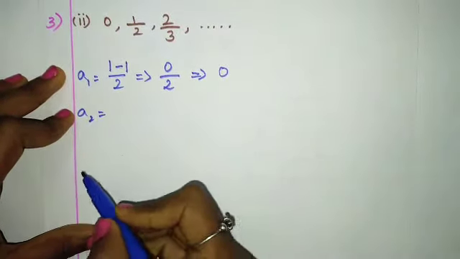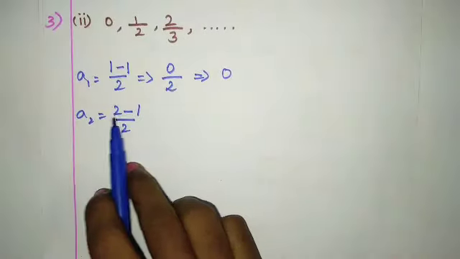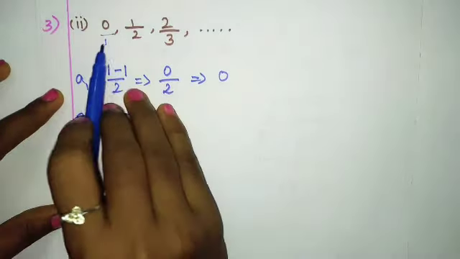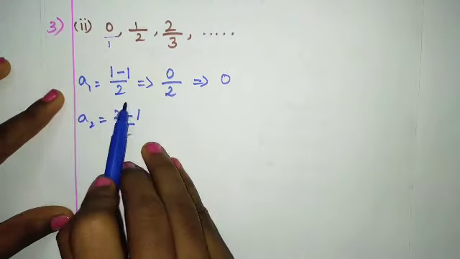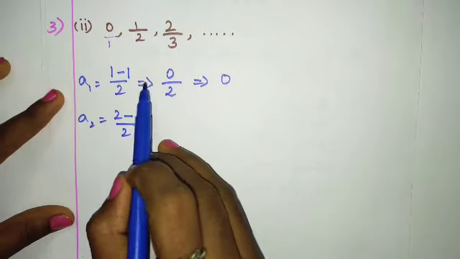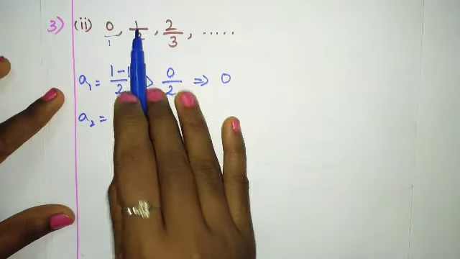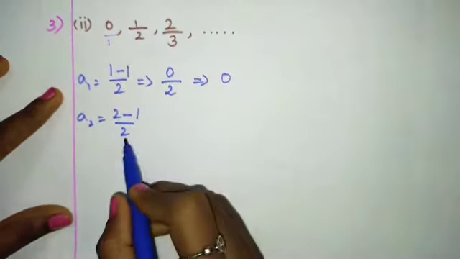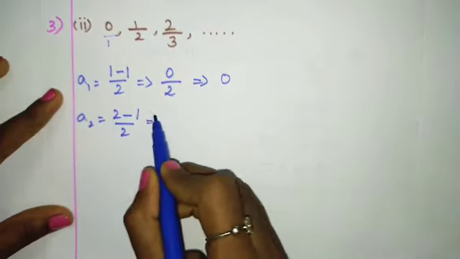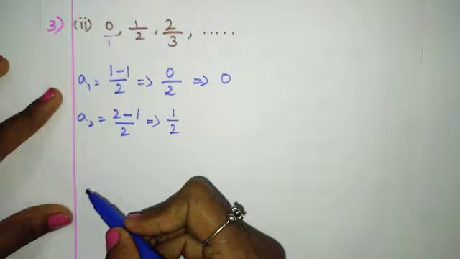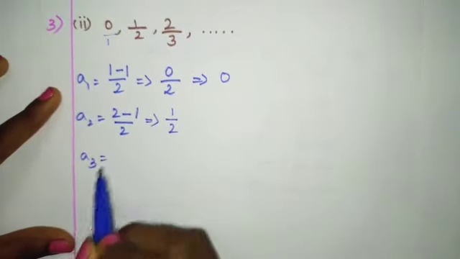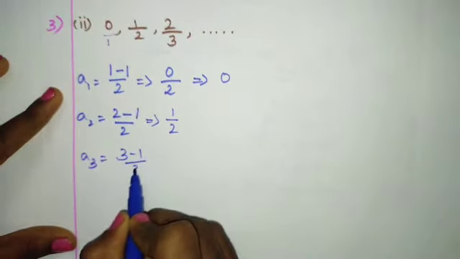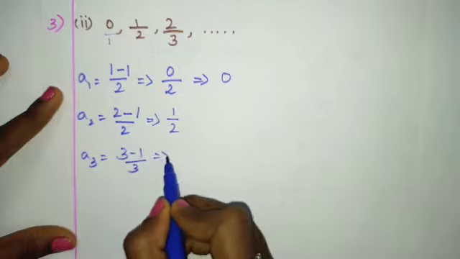Similarly, 2 minus 1 divided by 2. See, if nothing is there means 1. Okay, so 1 minus 1 divided by 2, next number. Similarly, see this denominator is what? 2. So 2 minus 1 divided by 2 is what? It is 1 by 2. Correct? So now if I take a3, so what is in your denominator? It's 3. So 3 minus 1 divided by 3. Okay, so that is 2 by 3.